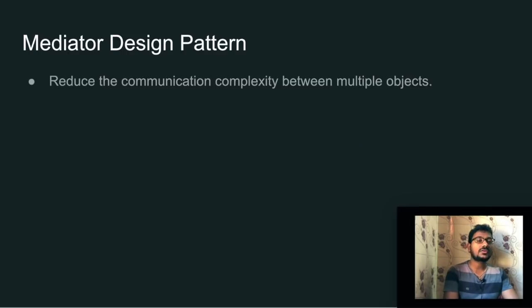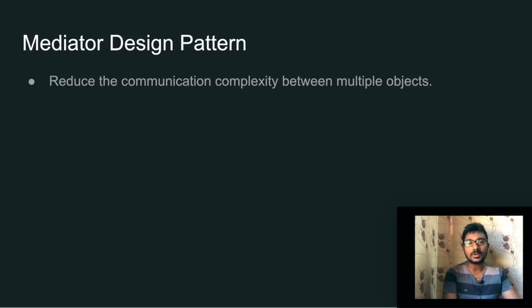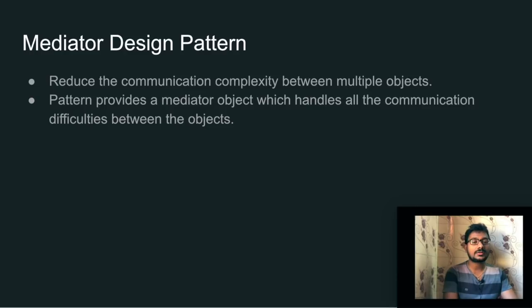The first point is to reduce the communication complexity between multiple objects. This is the scenario where multiple objects are trying to communicate with each other. If there is no mediator object, then the situation would be very bad. Since there is a mediator object, the communication between multiple objects becomes simple. And the second point is, the pattern provides a mediator object which handles all communication difficulties between objects.